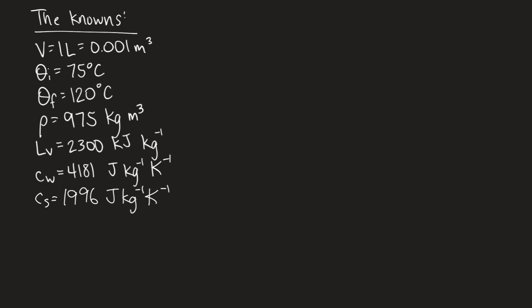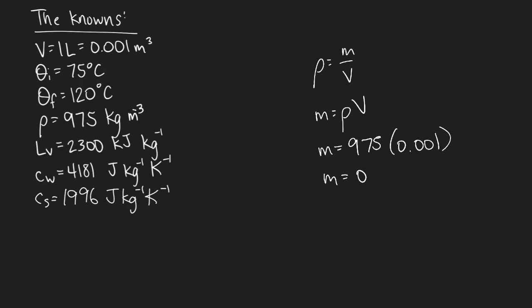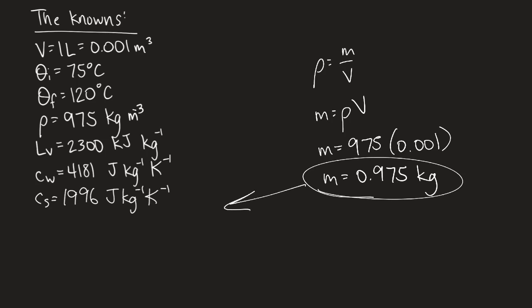And the first thing that we realise we need to do is find out our mass. We know that density is mass per unit volume, so our mass is going to be our density times our volume. So our mass is 975, there should be a minus 7, times 0.001, or 0.975 kilograms. So we're just going to put that into our known column. So we can clear out this space.